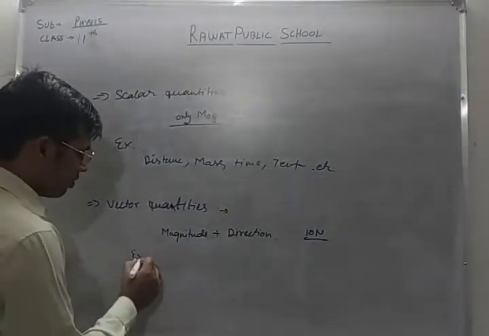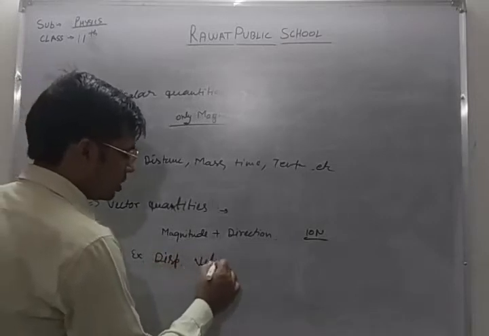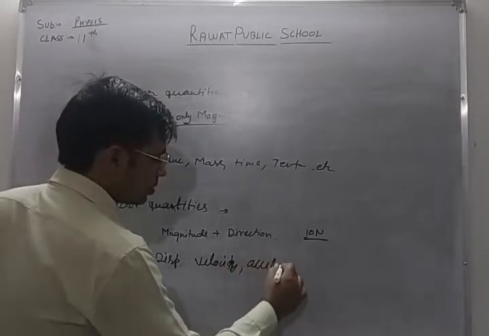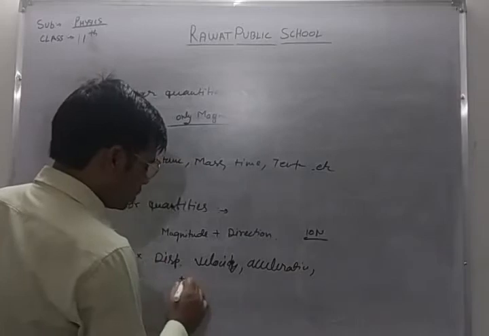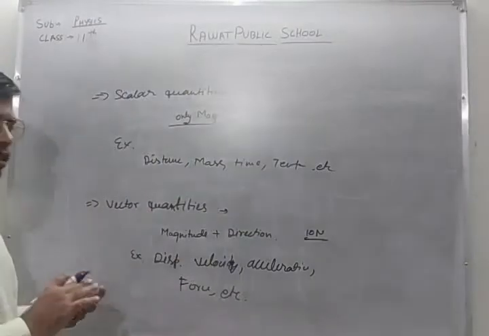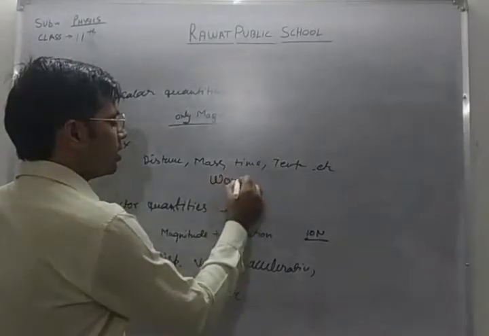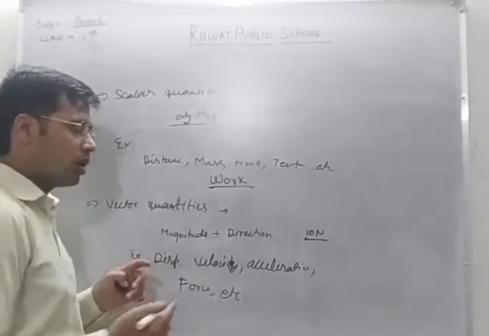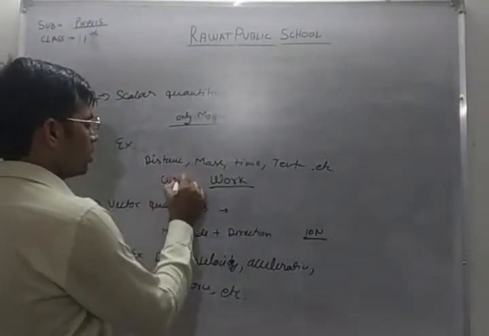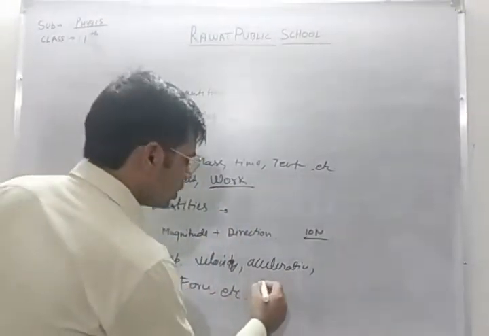So examples of vector quantities are displacement, velocity, acceleration, the force that we discussed right now, and many more. One very important thing: work is a scalar quantity. Current is a scalar quantity. Area, most of the students get confused in it.